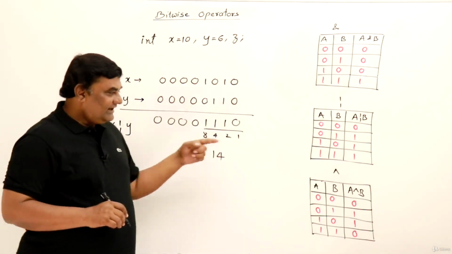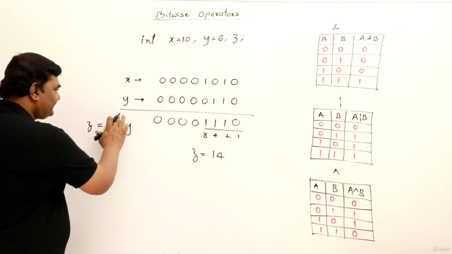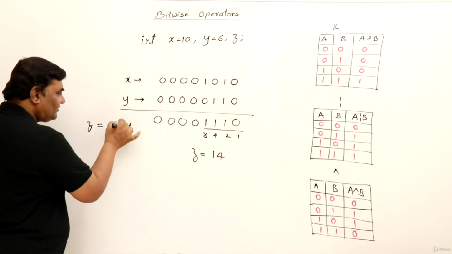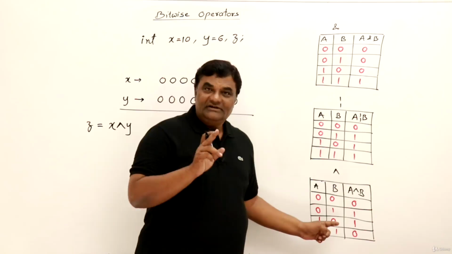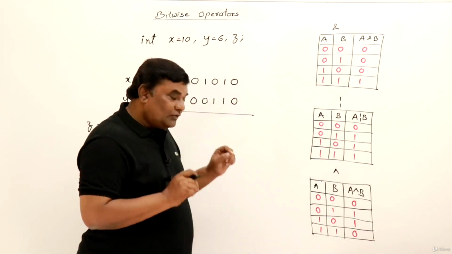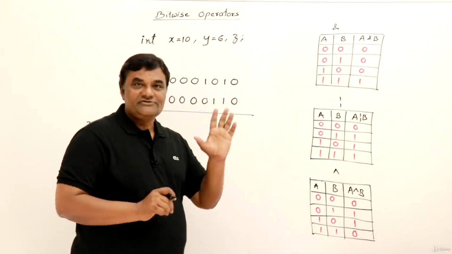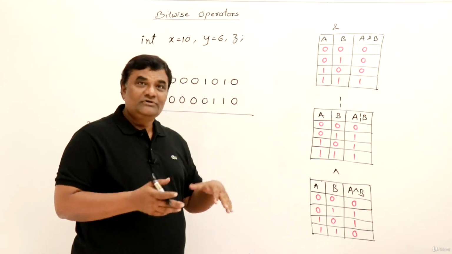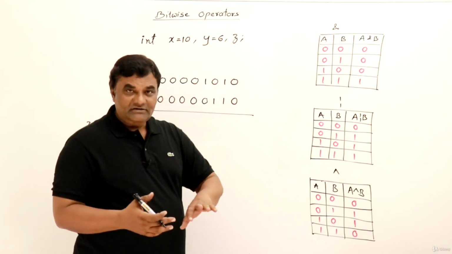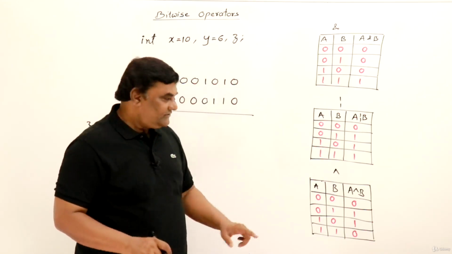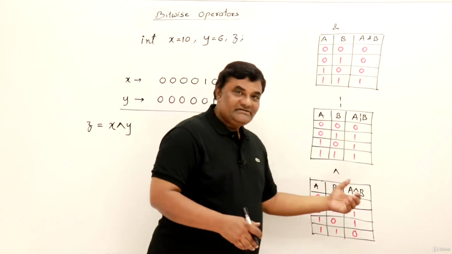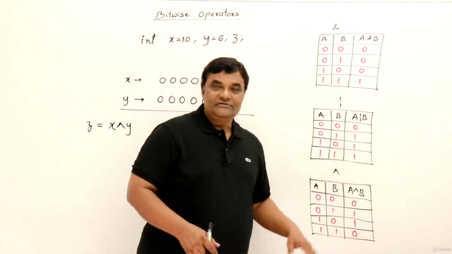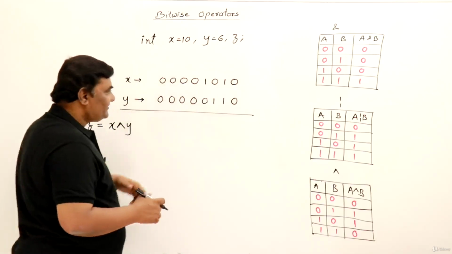Now let us look at the XOR operation, x XOR y. For this operation, we look at this table. In this table, if only one of the bits is on, then it is true, right? If both are 1, that is both on, then it is false. You can see that 0, 1 is 1, and 1, 0 is 1, but 1, 1 is 0, and 0, 0 is also 0. So let us perform the operation.